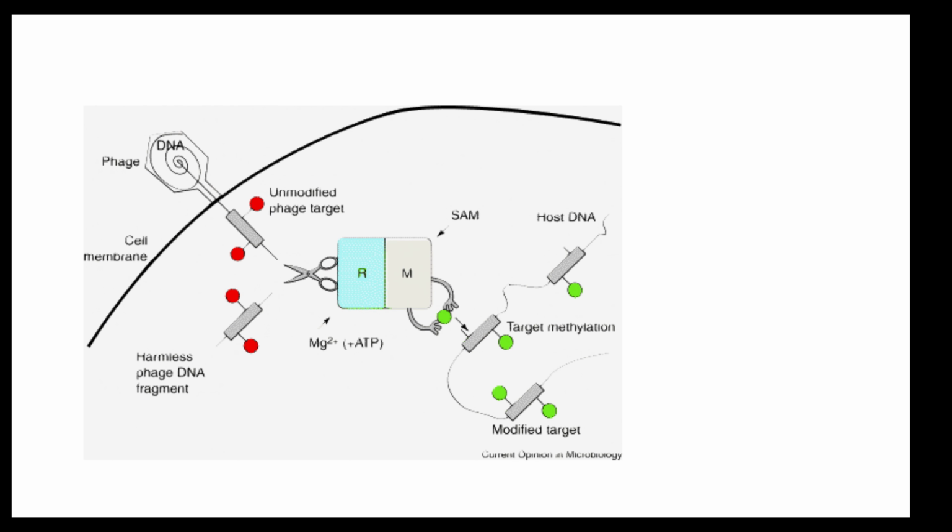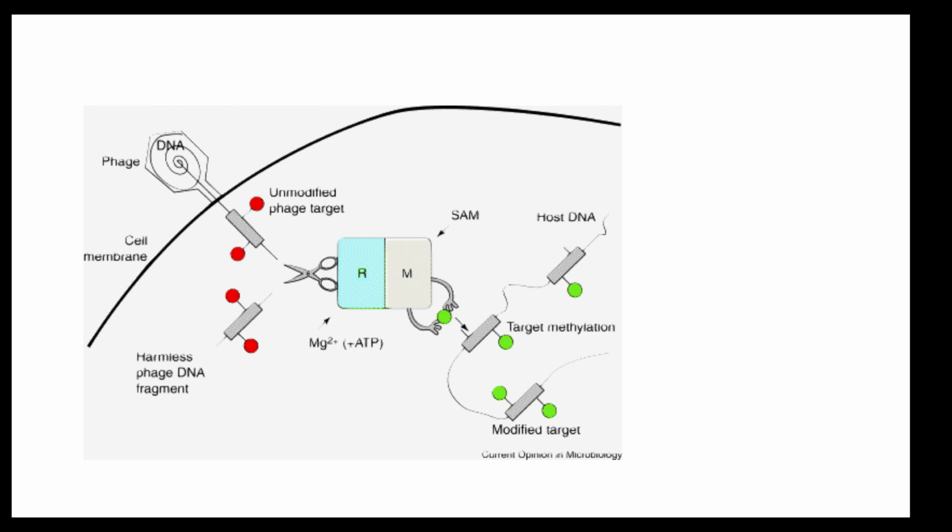This is the illustration which explains how the RMS system removes the genome of the virus when the virus injects its DNA into the cytoplasm of the bacteria. The cytoplasm of the bacteria has this RMS system, which, as I said, has adenosine methylase activity. This adenosine methylase activity methylates the host DNA.